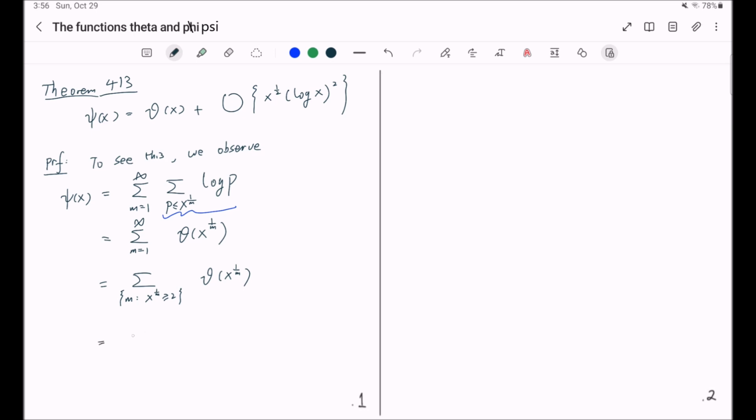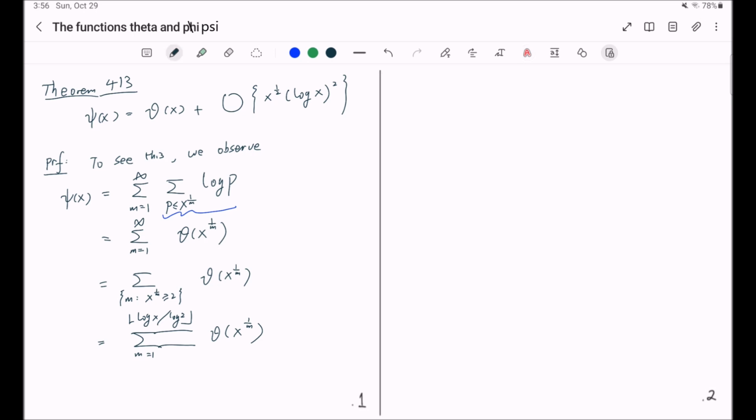And it will be equal to the summation from m equal to 1 to the floor of log of x divided by log of 2 of theta of x to the 1 over m. You can see this from here by taking the log of both sides and solving for m.